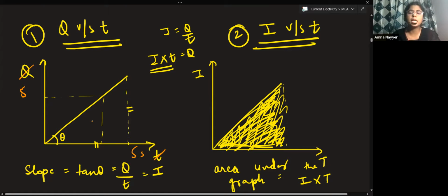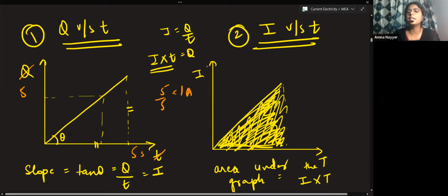So how is the current given? By the ratio, it means 5 divided by 5 gives you 1 ampere. Like this, maximum to maximum, this difficulty level is there in the graphs. Graphs portion is very easy. That's why we are not doing any numerical on this, because direct formula or direct putting the values will come.